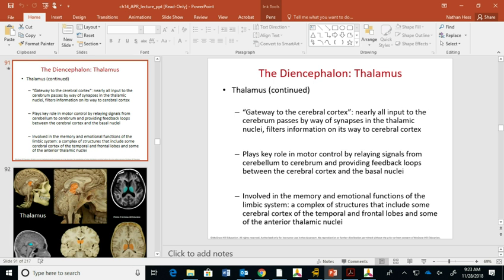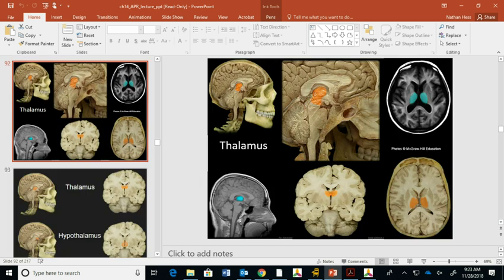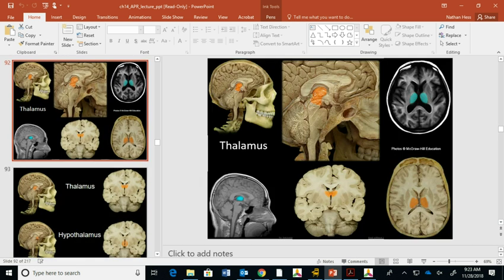It plays a key role in relaying those signals, as we said. It also has some involvement in memory and emotional functions of the limbic system, which we'll talk about more as we go through. So here's the thalamus. Right here's the pons, there's the midbrain, and here's the thalamus just above that.